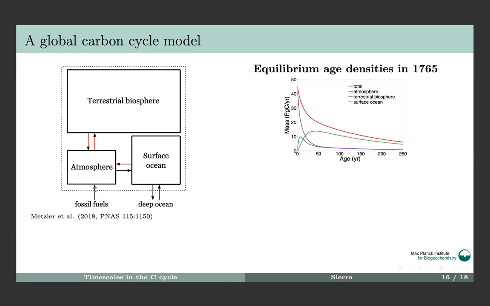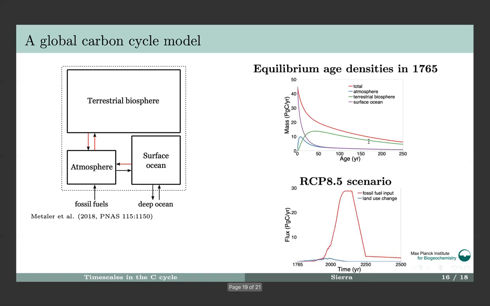If we look at the case in equilibrium before adding fossil fuels to the atmosphere, we can use our set of formulas for equilibrium to estimate the ages of carbon for these three different compartments and for the total system. Because carbon enters the surface ocean, most of the carbon in the surface ocean is young. Then it goes to the atmosphere, where you have a larger proportion of young carbon, but then a tail that expresses a little bit older carbon. And then the terrestrial biosphere, which is this sink compartment here, will have much older carbon.